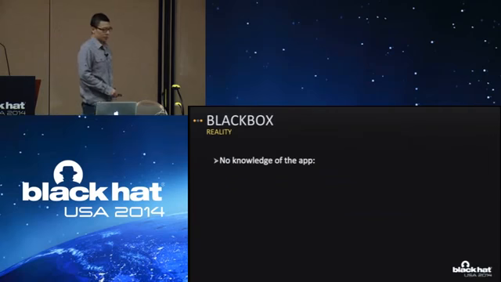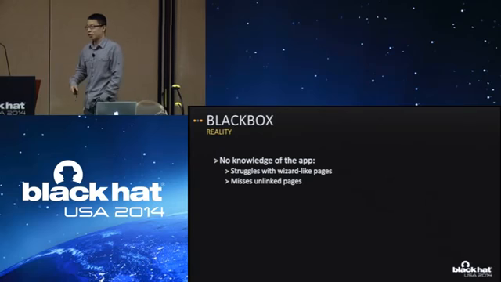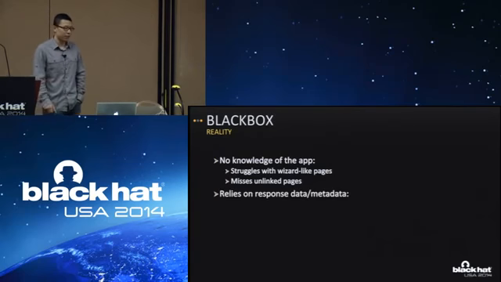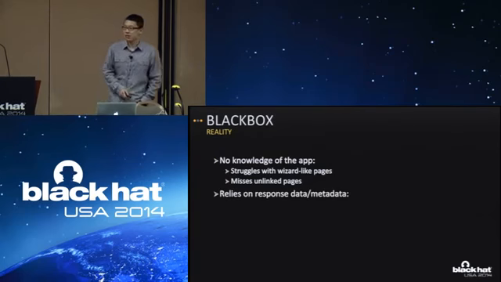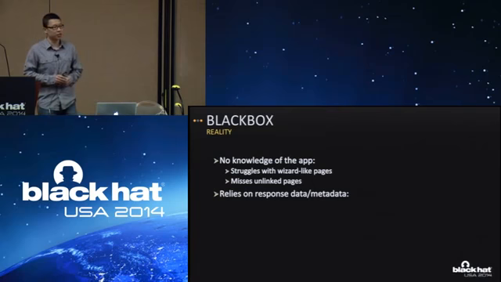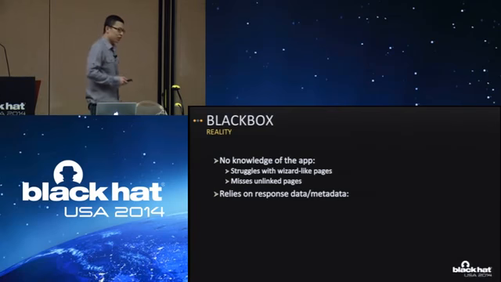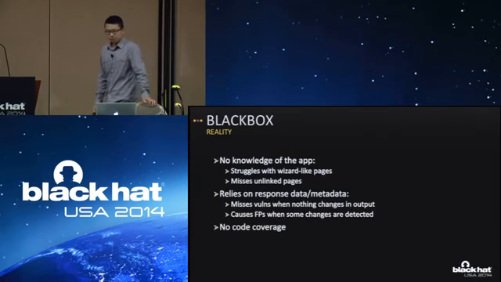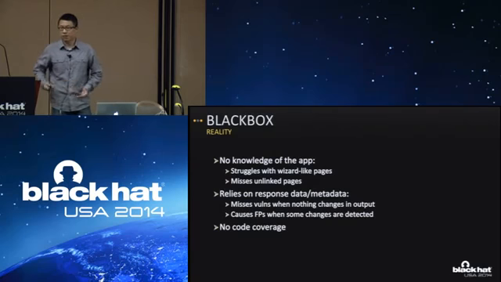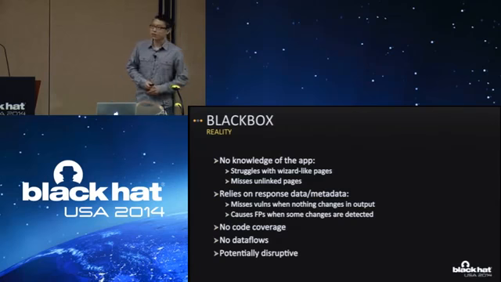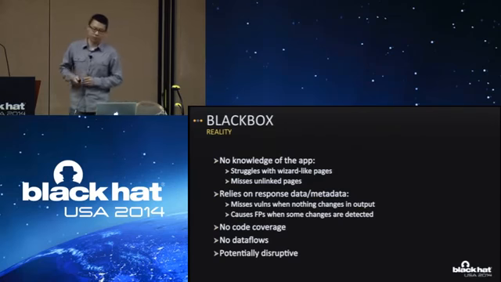And then let's talk about black box. Quickly, they don't have knowledge of the app. And they can't deal with multi-stage requests, where they struggle with wizard-like pages and stuff like that. They also rely heavily on the response data from the server. So if a vulnerability is purely on the server side, and it doesn't respond with much data to the attacker, it's really hard for the black box tool to tell whether there's a vulnerability or not. There's no code coverage because it's a black box. There's no data flow because it's a black box. And it could be potentially disruptive because of all the attack data that the tool sends to your server.